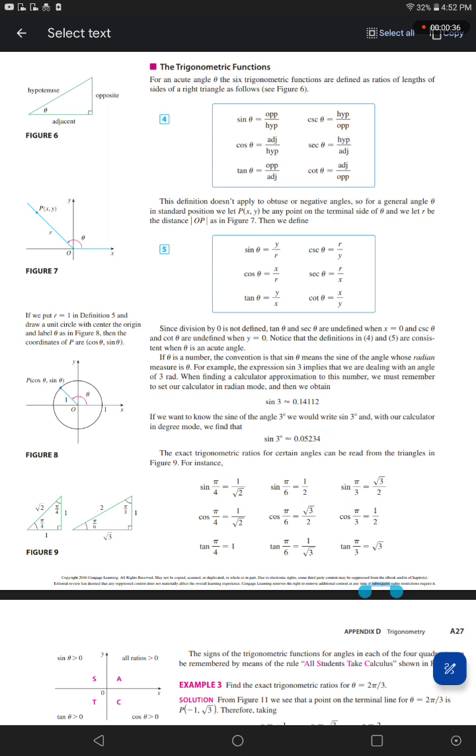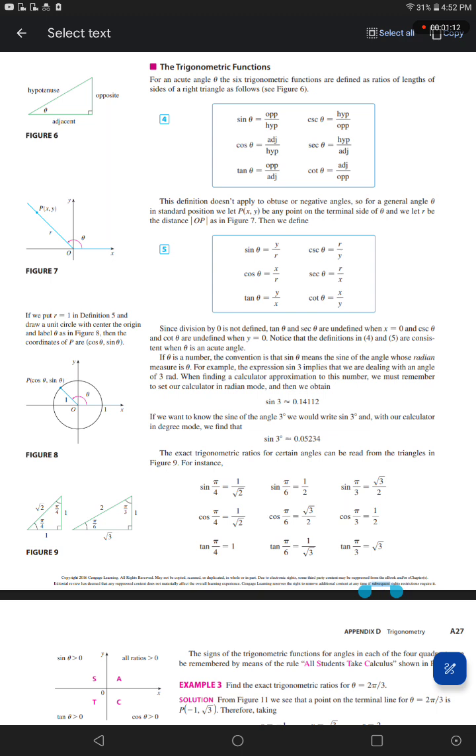Returning to the text. Sine of theta equals opposite over hypotenuse. Cosecant theta equals hypotenuse over opposite. Cosine theta equals adjacent over hypotenuse. Secant theta equals hypotenuse over adjacent. Tangent theta equals opposite over adjacent. Cotangent theta equals adjacent over opposite.